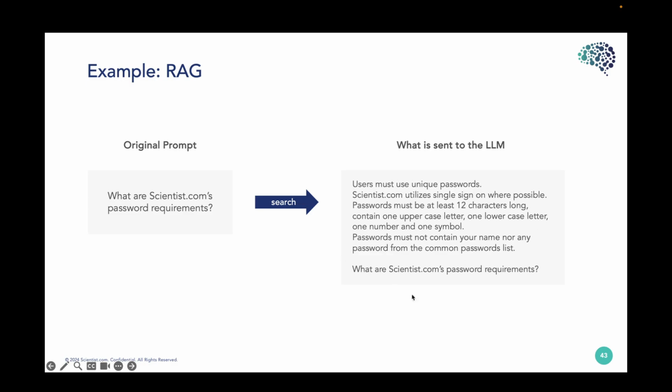So ultimately, this is what gets sent to the LLM. The LLM says, what are scientist.com's password requirements? It has the requirements in the prompt, and it can then give a natural language answer. So no sort of fine-tuning or training necessary. You can just feed it the data. That's the retrieval augmented portion of generation.